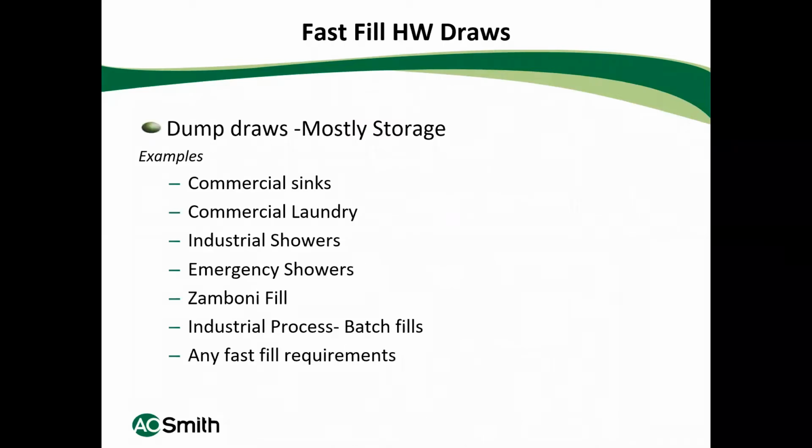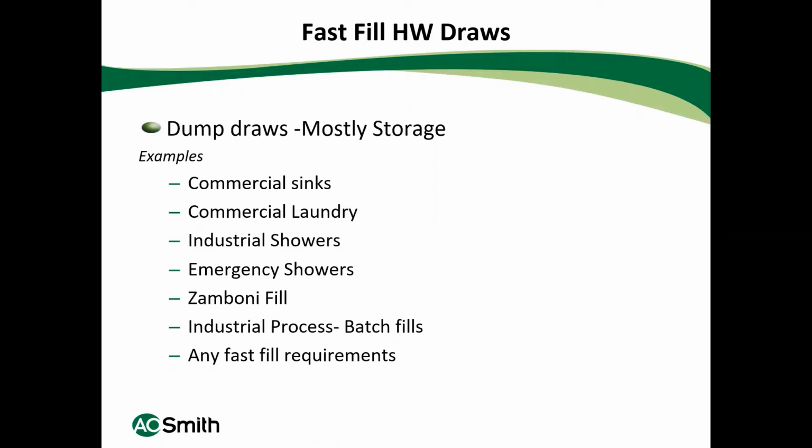A good example of dump draws is commercial sinks. If you're ever looking at the ASHRAE sizing principles, they say in a commercial kitchen you have a single pot, a double pot, a triple pot. In commercial sizing, you would put 30 gallons for a single, 60 for a double, and 90 for a triple, and that would generally be in storage. So in the case of a restaurant with a triple pot sink, I would want to have at least a 90-gallon water heater for that sink.